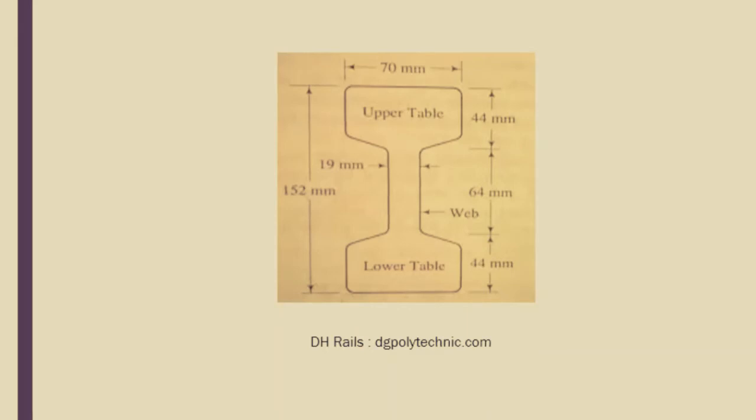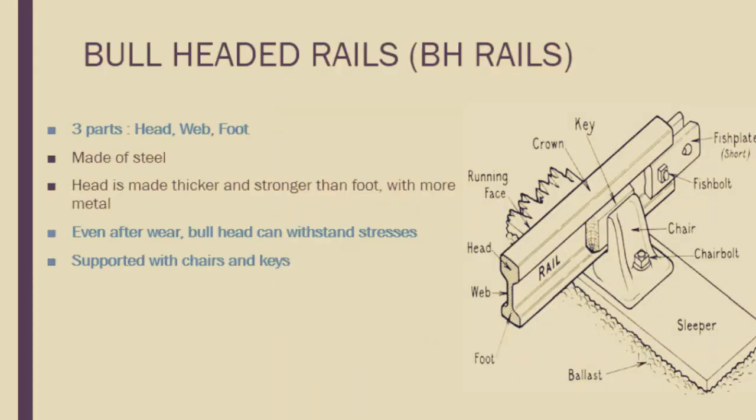The university may ask to draw this figure, this cross section, and give the details. So you must be familiar with these figures. The next development in the rails is the bull-headed rails, otherwise commonly known as B.H rails. It also has three parts: head, web, and foot. And we already discussed these parts in the first module. The main parts of the rails are web, head, and foot.